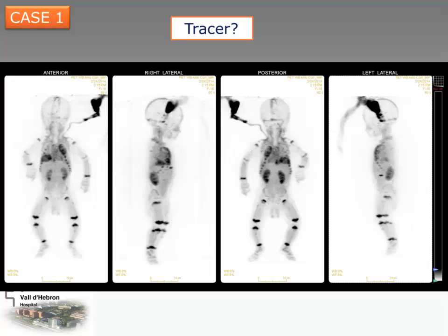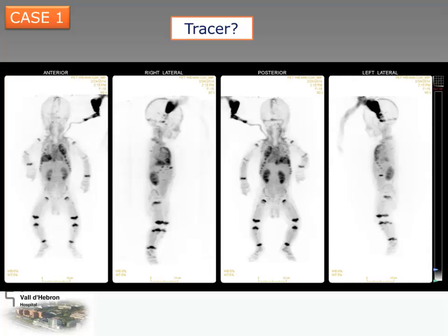What is abnormal? Is something abnormal or not? What about the chest? He has the stomach on the right? Okay. It seems that we have 2 big areas of abnormal uptake on both sides of the thorax.